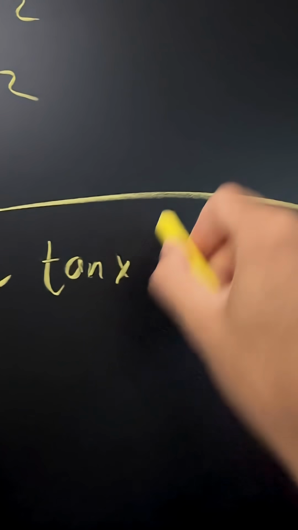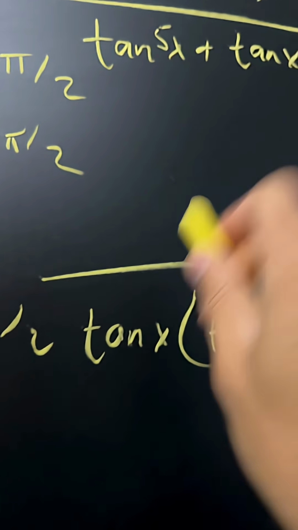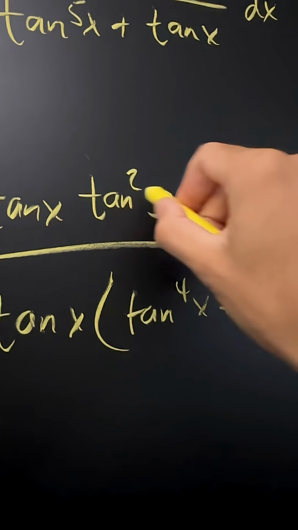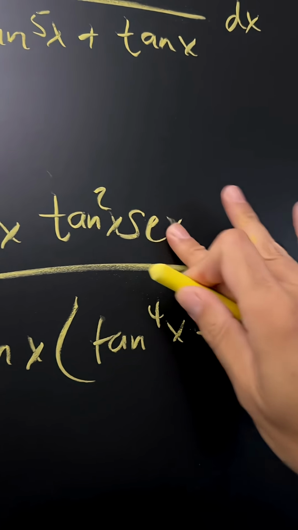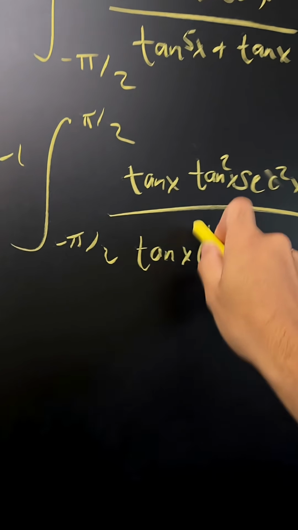And then when you factor out a tangent on the bottom, we have tangent x, and then we have tangent to the power of 4x plus 1. And then on the top, I'm just gonna go ahead and factor out a tangent so that I have tangent squared x, and then secant squared x dx right there. Okay, you notice the tangents cancel out.